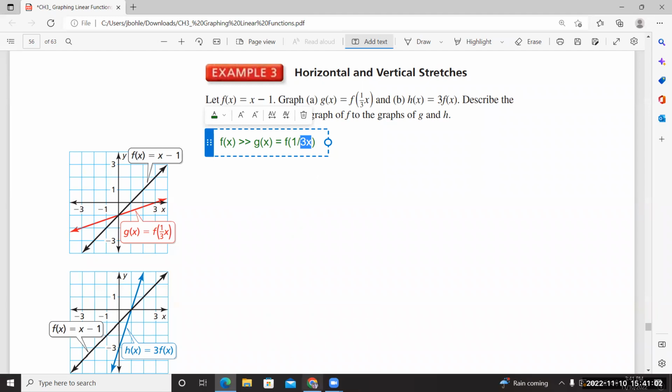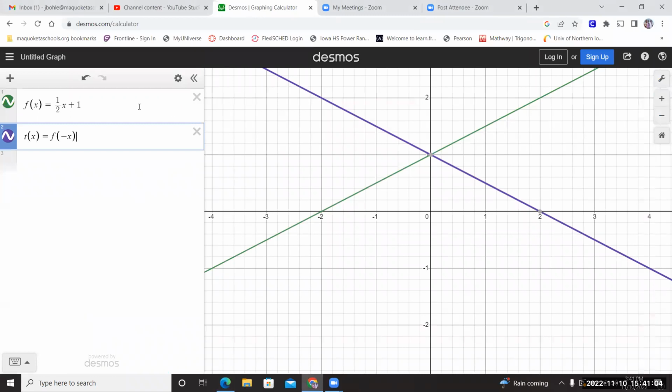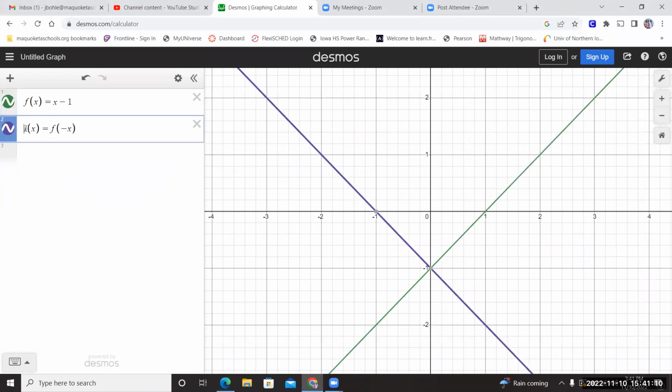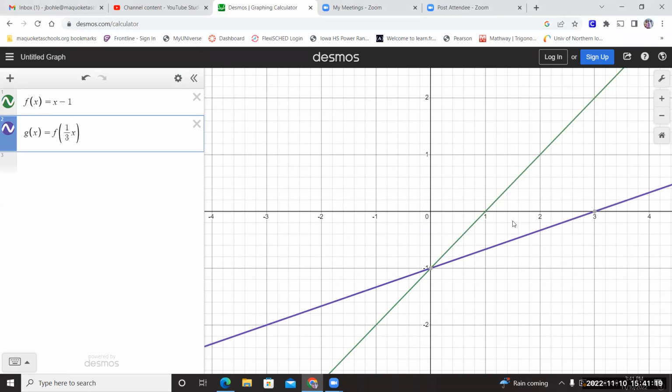So let's go ahead and pull up the graph. Here, my original function should just be, I think, x minus 1. And now I have a new function. It's going to be called g of x, and it's going to be equal to f of 1/3 of x. So let's see. Green is the original function. So we have an x-intercept of 1. And g of x, my new function, has an x-intercept of 3.